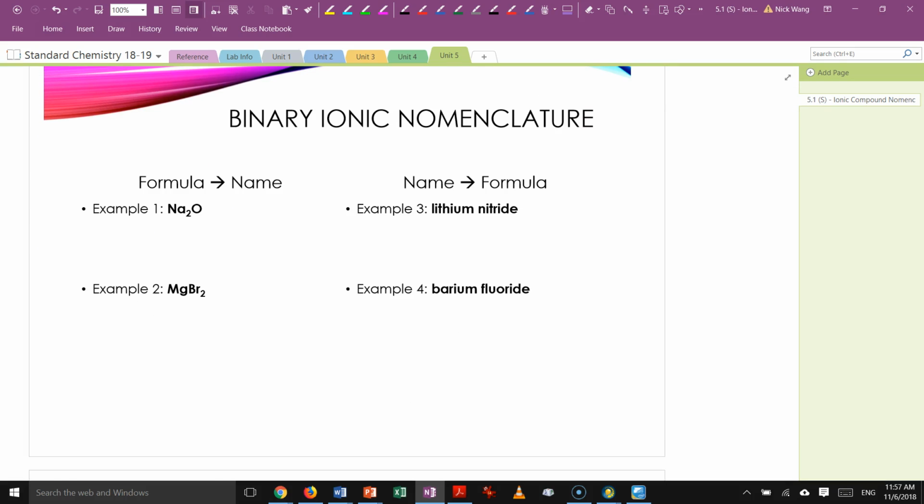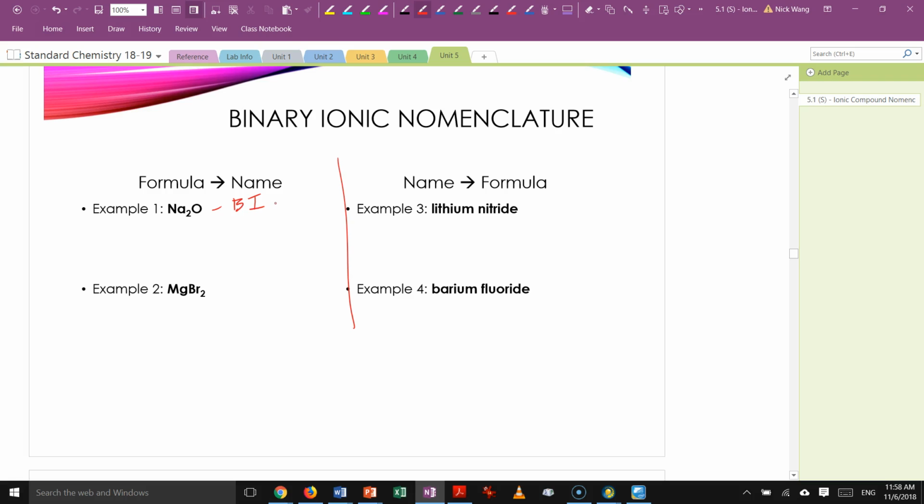First of all, going from a formula to a name. All right, let's do the left side first. Going from a formula to a name, you have Na2O. First of all, we have to identify the type of compound it is. It's an ionic compound. I know that because this is Na, the metal. This is oxygen, a nonmetal. So this is an ionic compound. But more specifically, it's a binary ionic compound because there's only two elements.